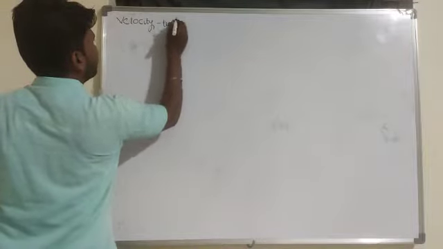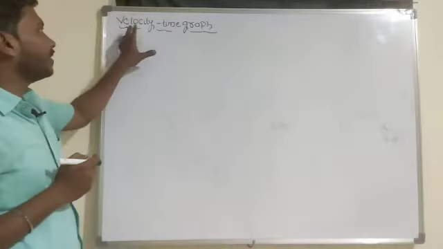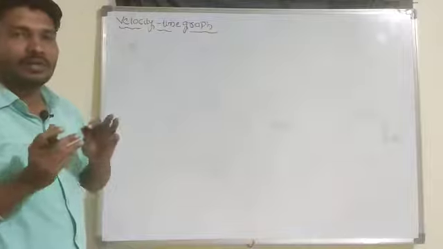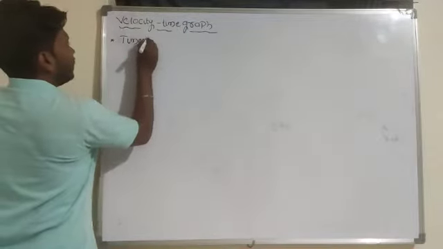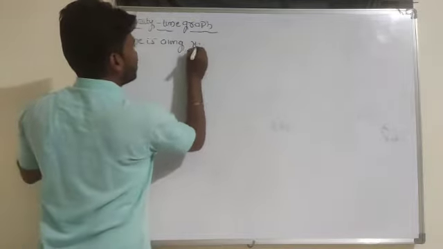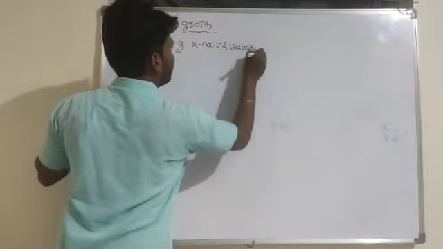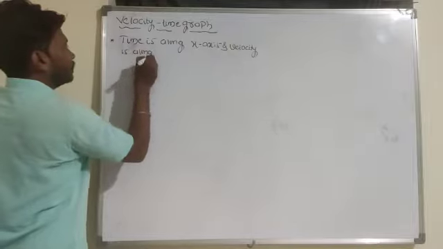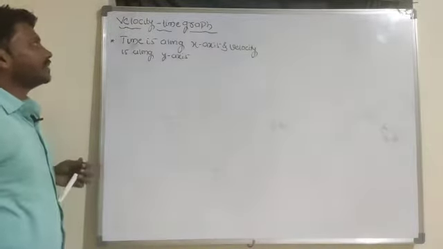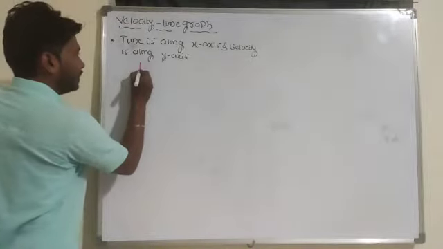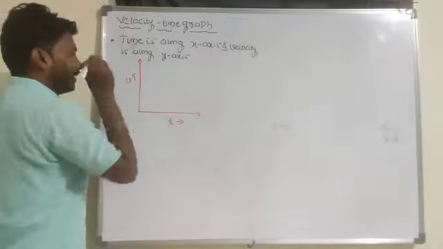Velocity time graph. First I have to understand what a velocity time graph is. A velocity time graph means time is along the x-axis and the velocity of the object is along the y-axis. Such a graph I will take as a velocity time graph, or in short form we can call it a VT graph.